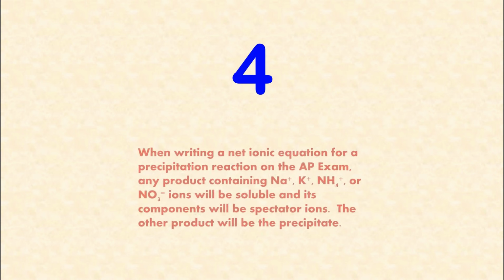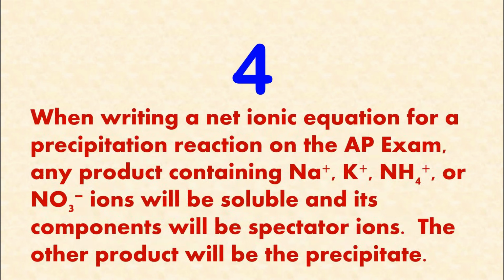Number 4. When writing a net ionic equation for a precipitation reaction on the AP exam, any product containing sodium, potassium, ammonium, or nitrate ions will be soluble, and its components will be spectator ions. The other product will be the precipitate.